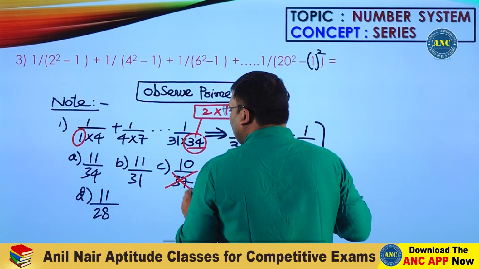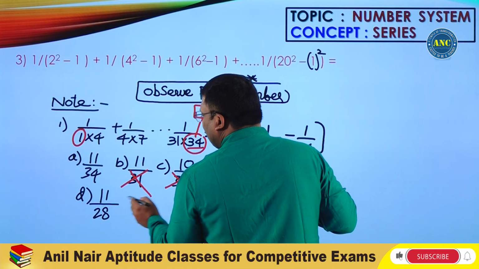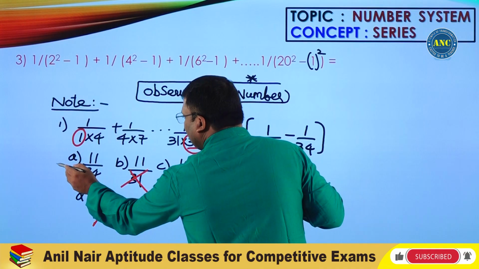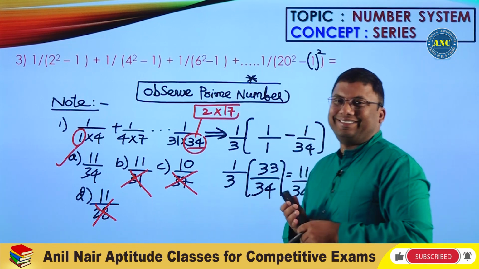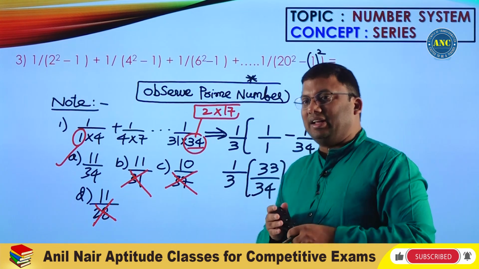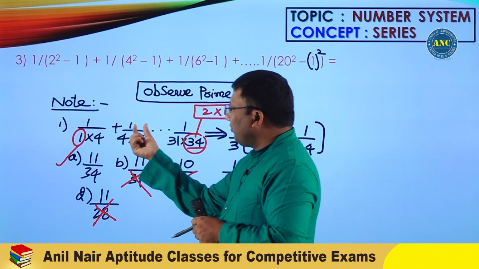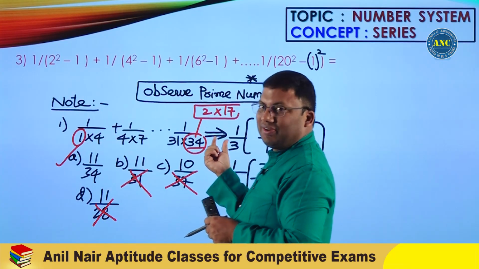17 related is not there. Please write down: 11 by 34. The answer is the first value minus the last value.